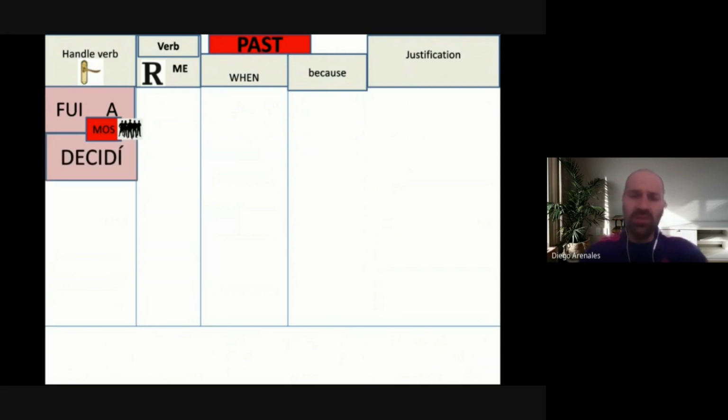The second handle verb is decidí, I decided, and concentrate as well on the accent there. That little accent is compulsory. You need to put it to make sure that you're using the past correctly. Decidí, and also remember the pattern of we. You can add mos to decidí: decidimos, and that means we decided. We decided to do something.